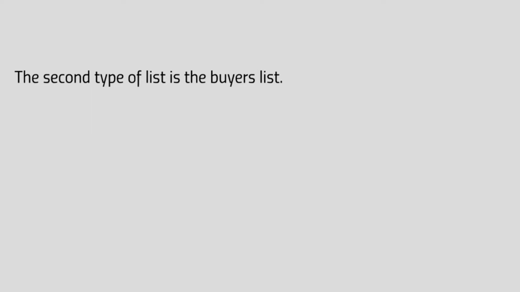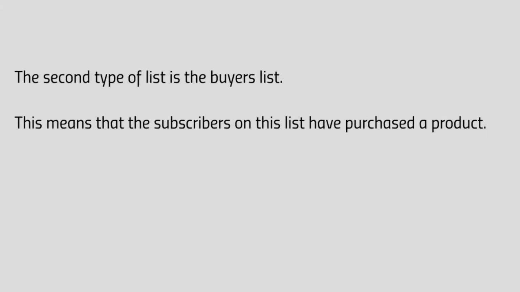Now, the second type of list is a buyer's list. This means that the subscribers on the list have actually purchased a product. So say, for example, somebody lands on your sales page. You're selling them something like a $7 or $17 item or whatever price point it is. They buy it and get added to your list. So that is basically a buyer's list.